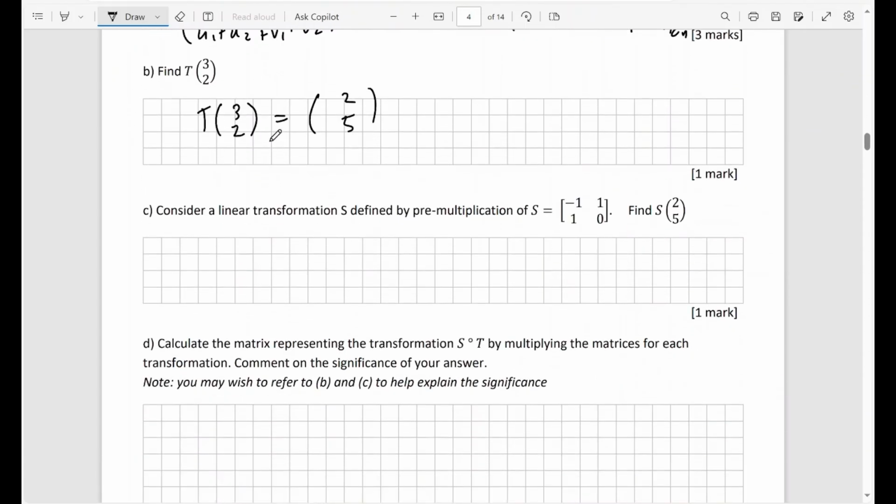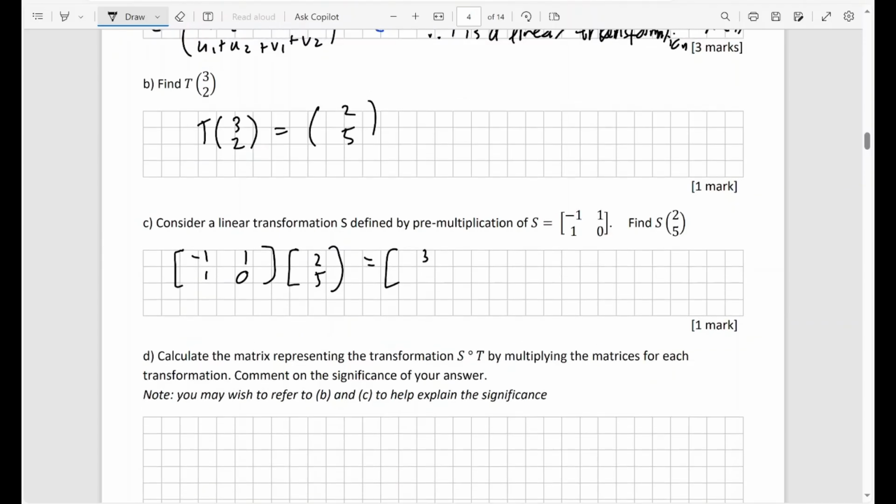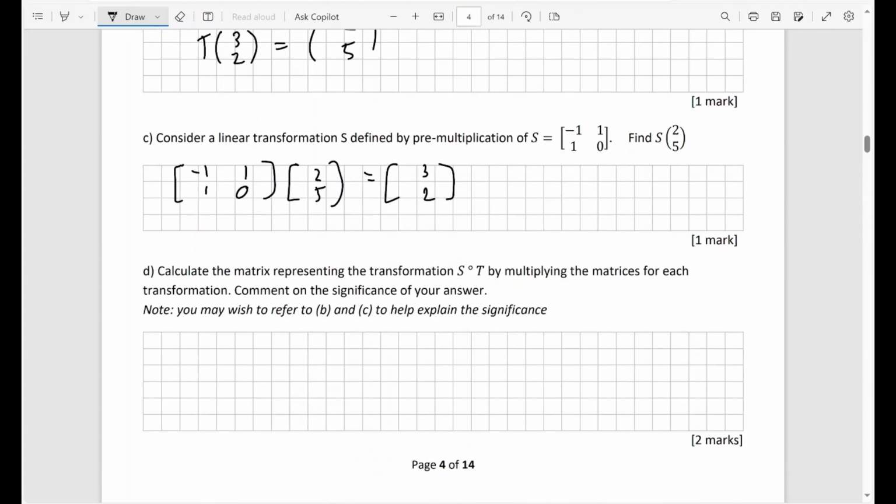Consider that linear transformation. We need to find S(2, 5). So essentially what we're looking at is the matrix (-1, 1; 1, 0) times (2, 5). So you're going to get minus 1 lots of 2 plus 1 lot of 5. So that gives you 3. And then you're going to get 1 lot of 2. So 2. All right, good.